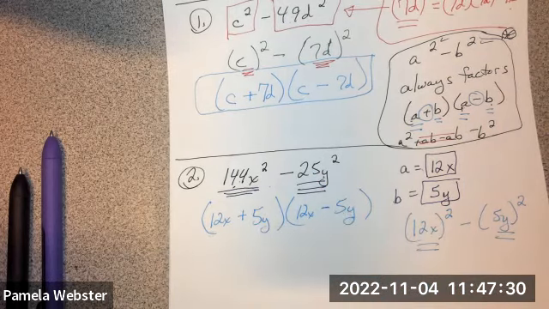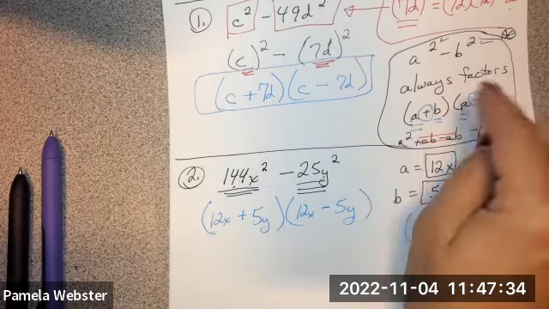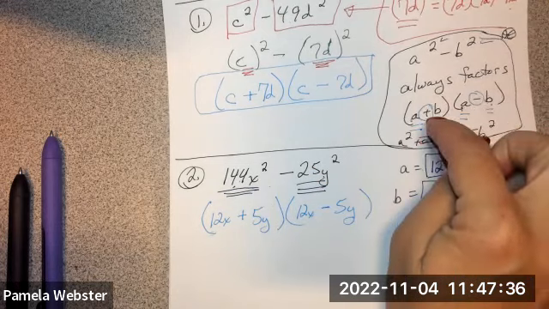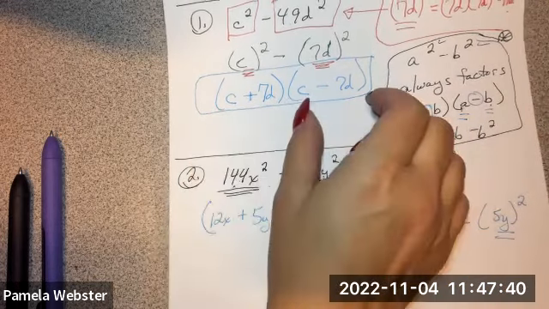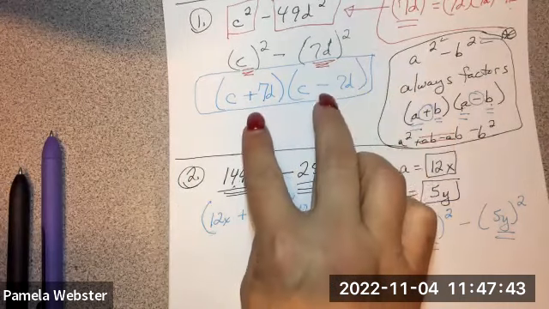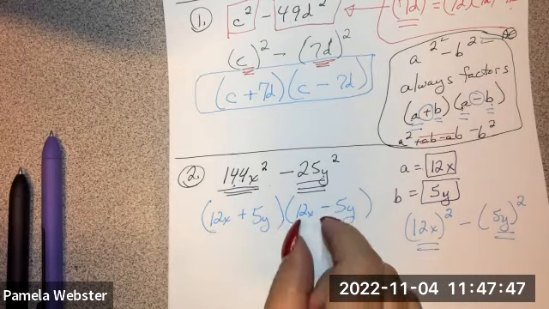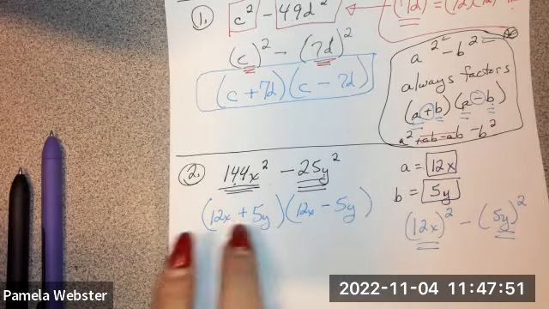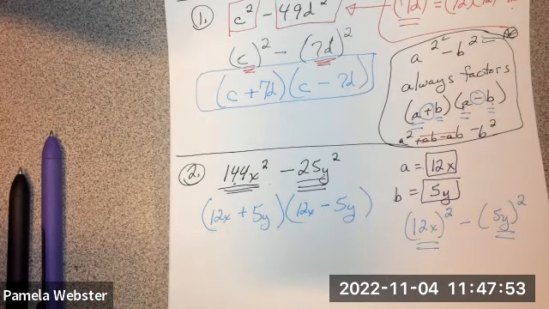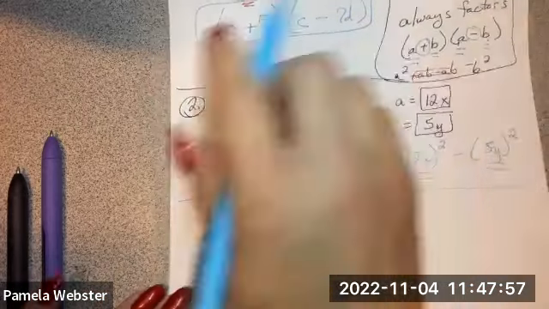And they always look the same, right? Inside of the parentheses is a, b, a, b. The only difference is the sign in between them. There's a plus or a minus. Here I've got c and 7d, c and 7d. The difference is the plus or the minus. 12x and 5y, 12x and 5y, but one's a plus and one's a minus. So they always factor out the same way. All right, so I can definitely tell what's going on in there.